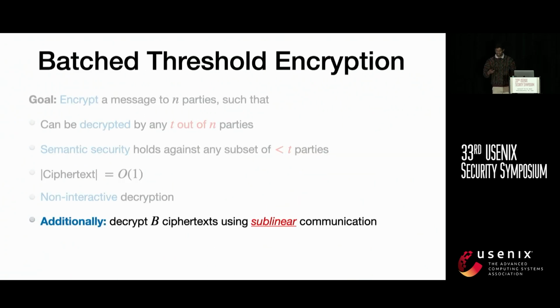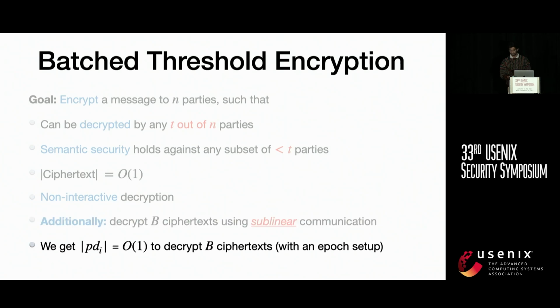OK, so what is batch threshold encryption, right? I want all of these properties. But additionally, what I want is the communication required to decrypt B ciphertexts is sublinear in B. What we actually get is a protocol where it's completely independent of B. So this partial decryption size is O(1).